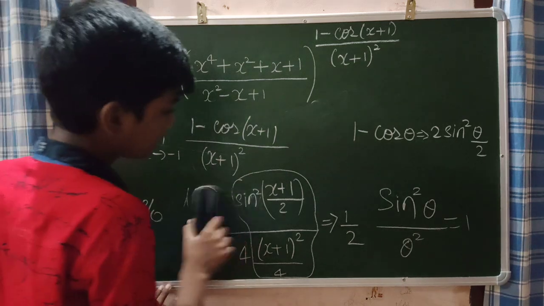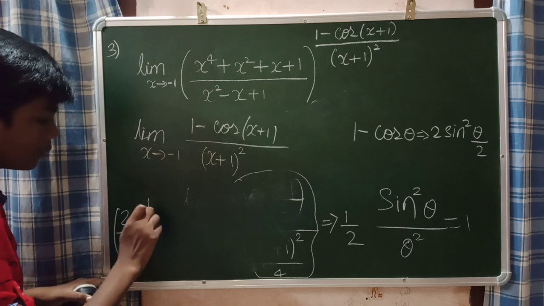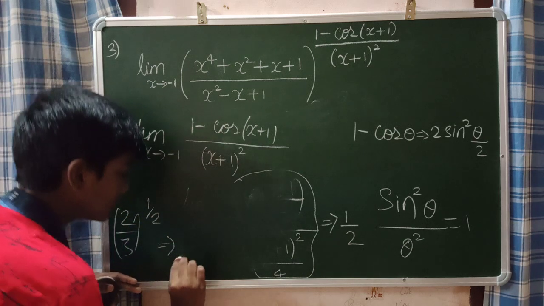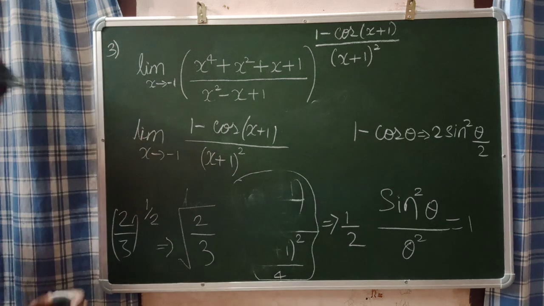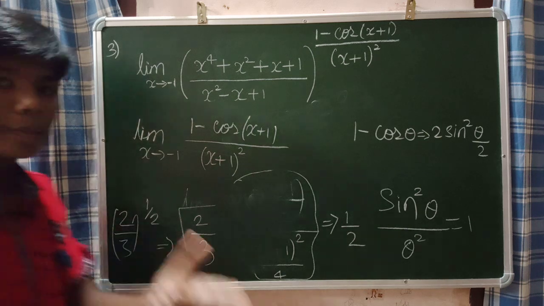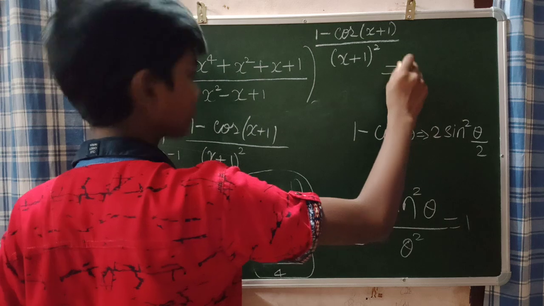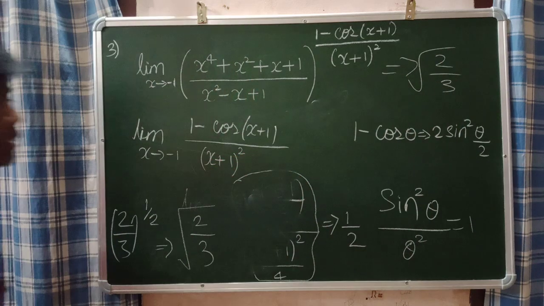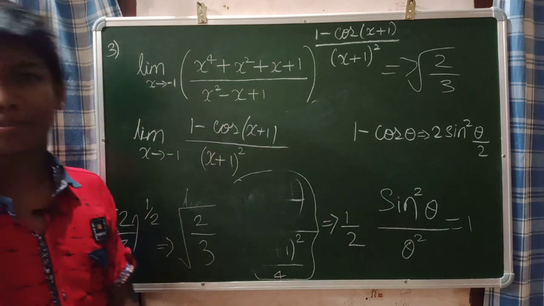Now I will put these things together. So what is our form? 2 by 3 to the power of 1 by 2. So what is 2 by 3 to the power of 1 by 2? That is root of 2 by 3. So that's the answer, guys. Root of 2 by 3 will be the answer, because 2 by 3 to the power of 1 by 2 is root of 2 by 3. So the answer for this question is root of 2 by 3. That's all about this question. We can move on to our next question.